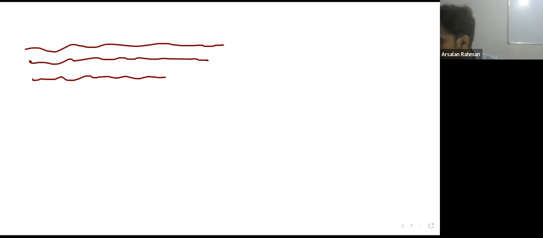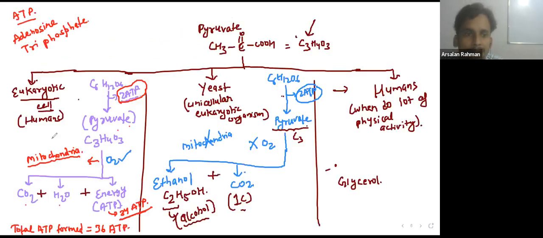Now we will talk about humans. Normally we are not doing any physical activity. So humans have two options. I have already told you one option. What will humans do? Humans will perform the two-step Krebs cycle and ETS in mitochondria and produce 34 ATP. I have already told you this.